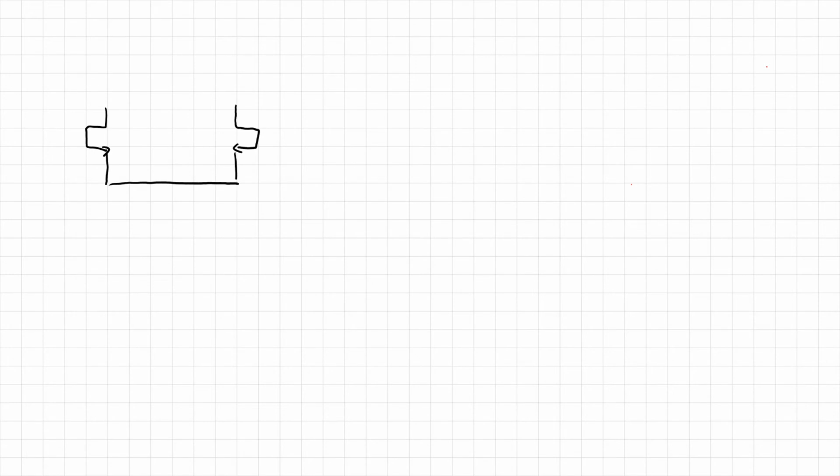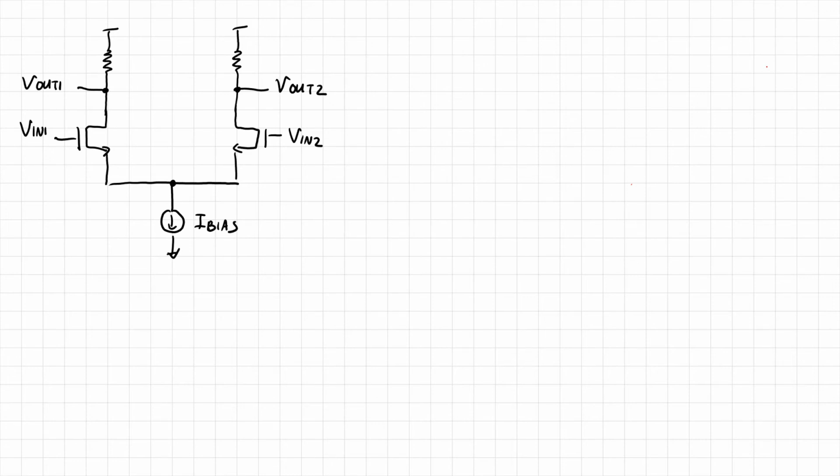Tying their sources together, biasing it through some bias current, I bias, and attaching it to some load. Okay, so we'll say this is Vin1, this is Vin2, and this over here is what we call Vout2, and this is Vout1. And these load resistors are RLs. Okay, so this is a very basic differential mode amplifier.